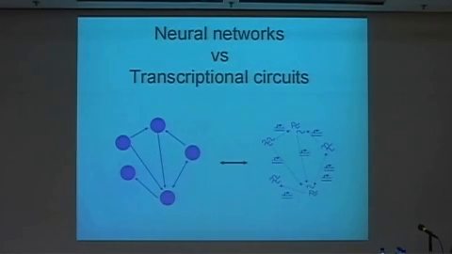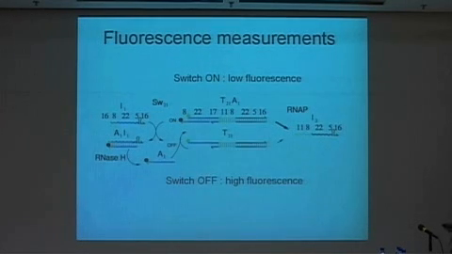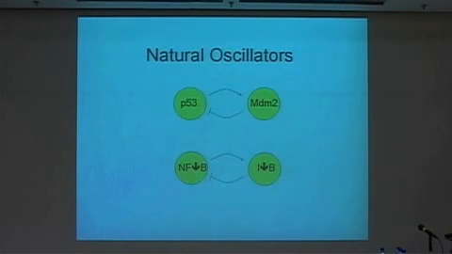It's similar to a neural network, but let's skip that. And we are going to measure with fluorescence. The template has a fluorophore here, and the activator has a quencher here, so that when it's in the on state, you get low signal. But when you're in the off state, because the quencher is away from the fluorophore, you get high signal. Then you can measure it by fluorescence.